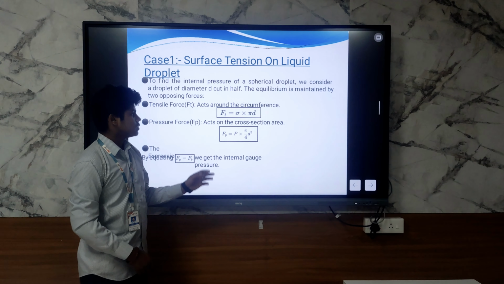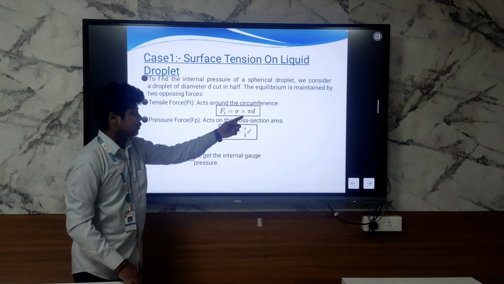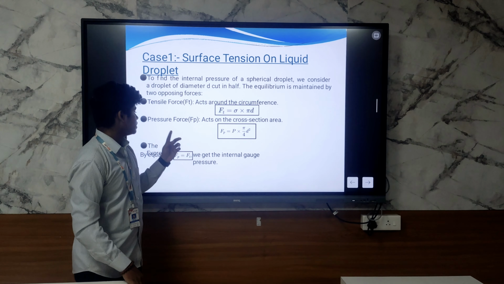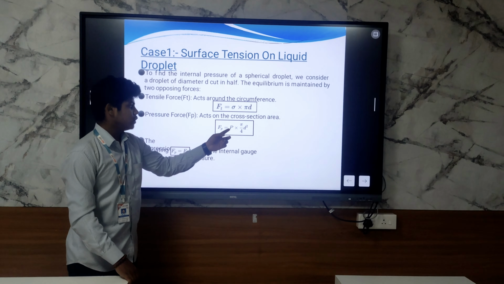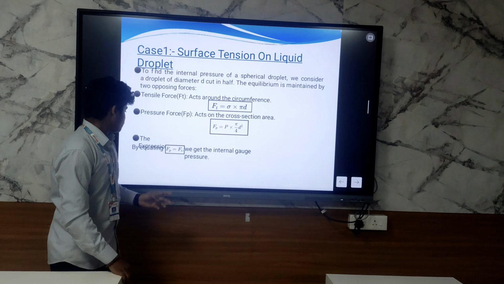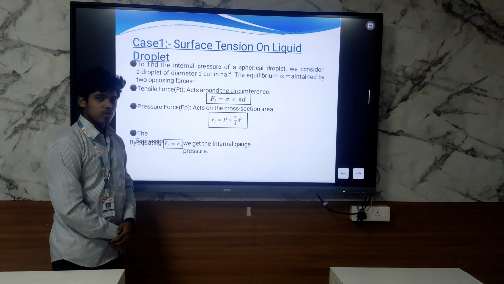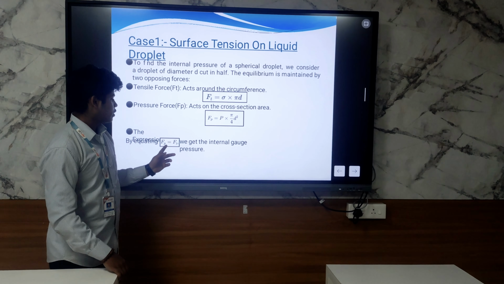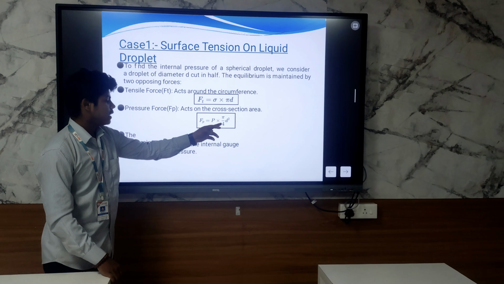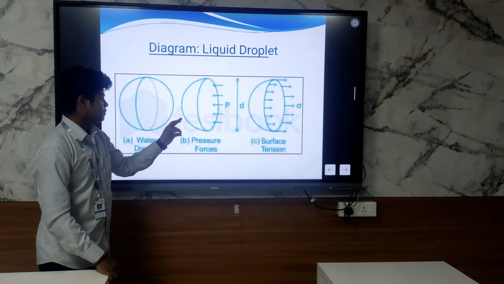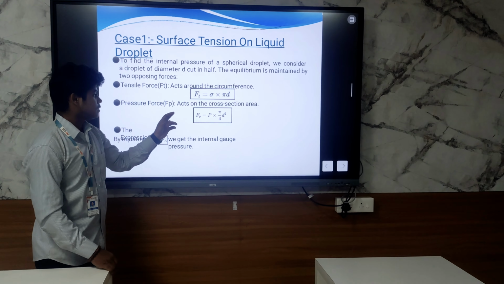First, the tensile force is equal to sigma into the circumference of the liquid droplet, which is pi d. The second is the pressure force, which is equal to P into pi by 4 d square. Equating the expressions, pressure force is equal to tensile force. Then we can calculate the internal pressure by dividing by the area.